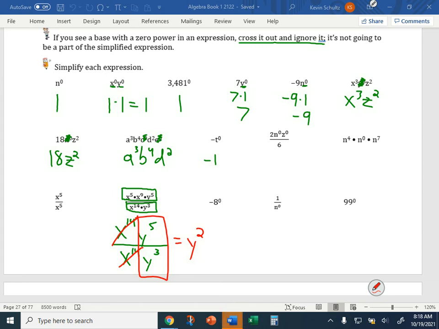What's that? Last row, fourth one. 1 over n to the 0. Who's got a thought of what this would simplify to be? Sophie? 1 over 1, right? That n to the 0 just becomes a 1, which then you'd simplify just to be 1.